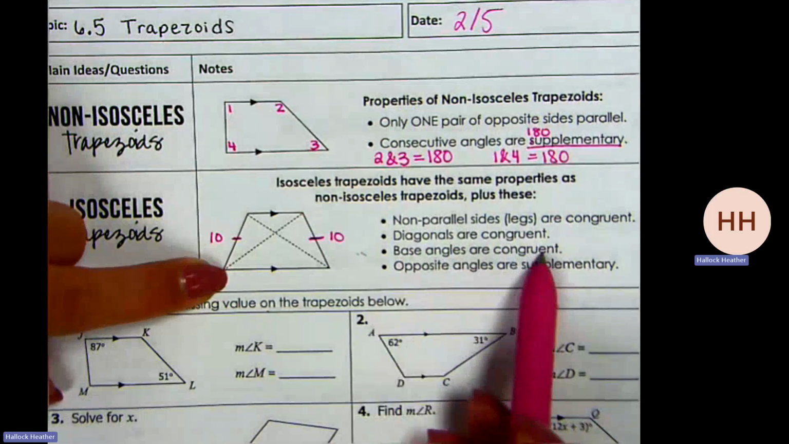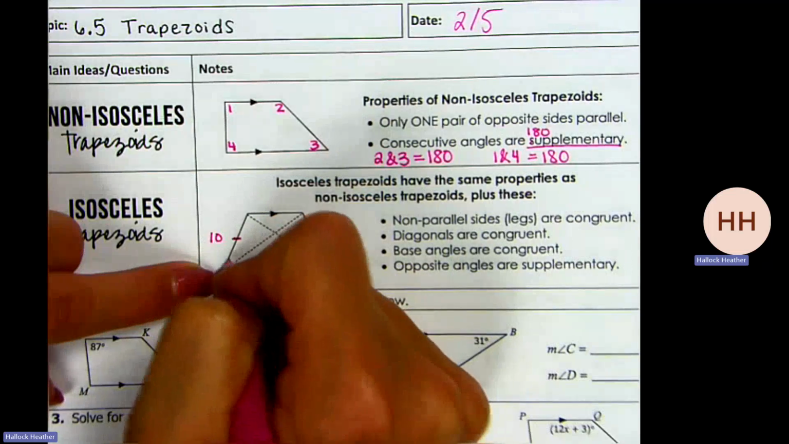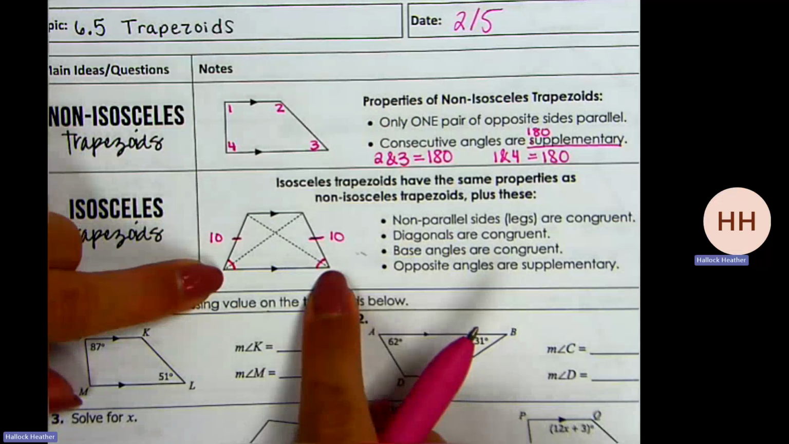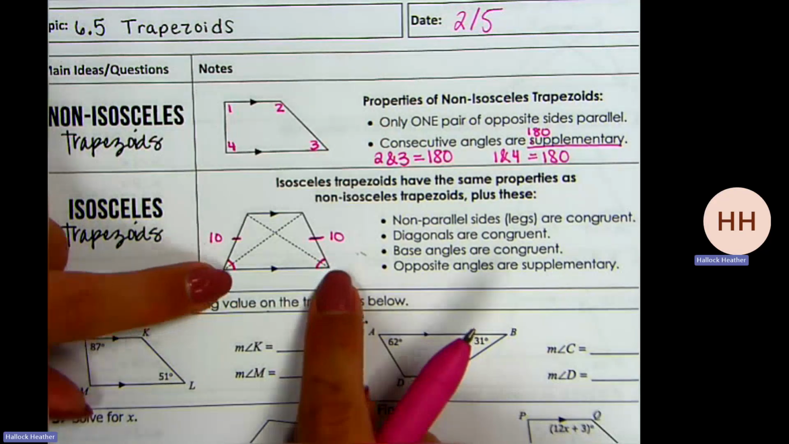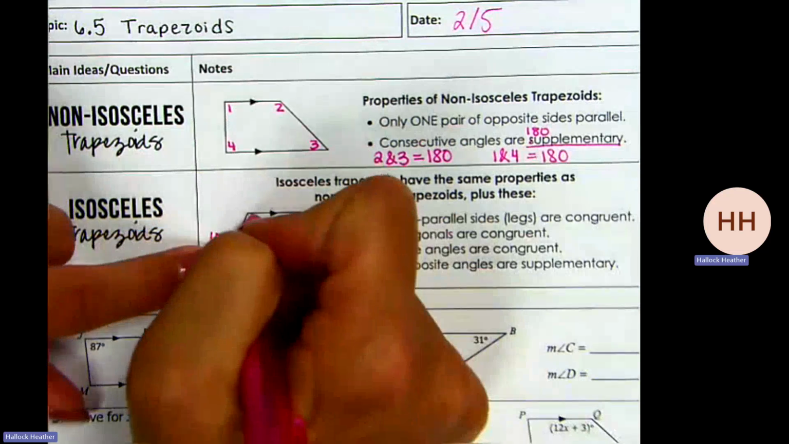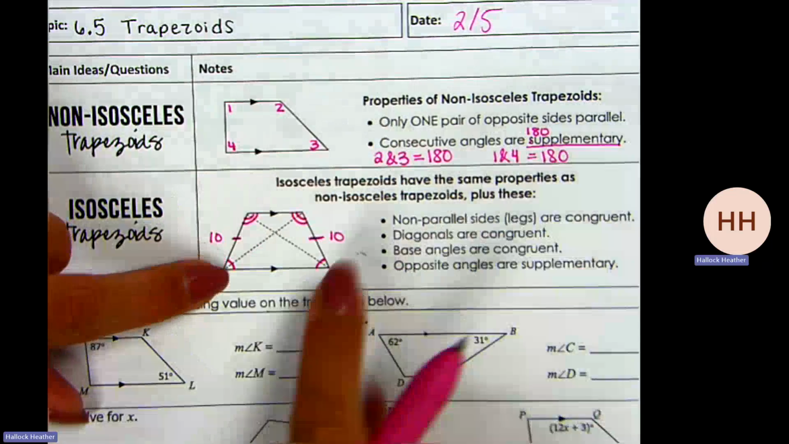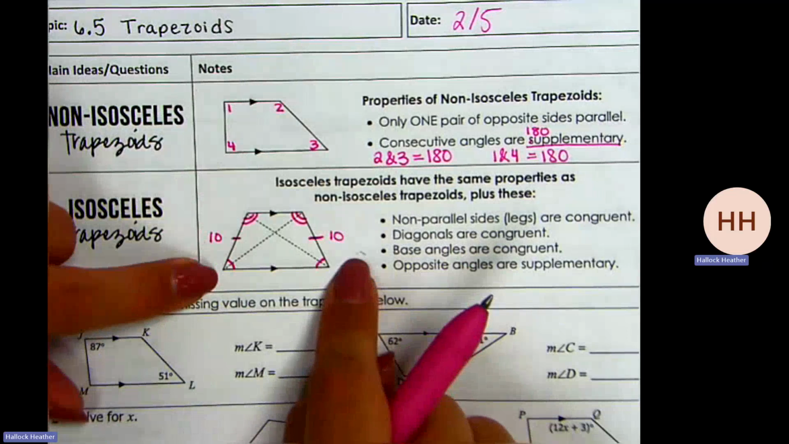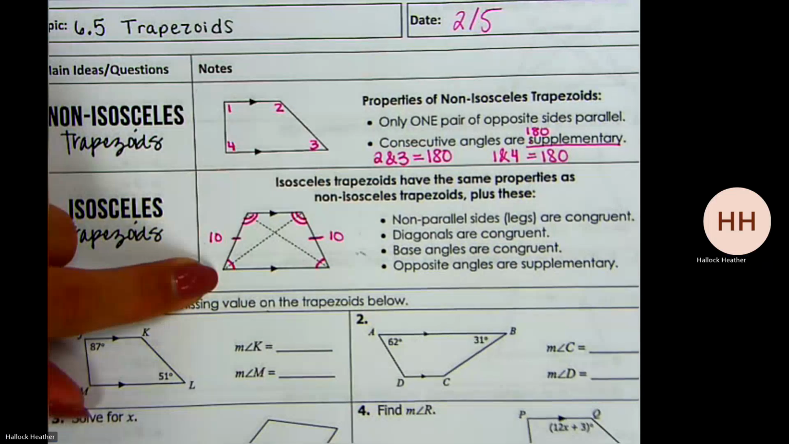The base angles are congruent. So I'm going to put a little arc mark down here. The base angles are congruent because just like an isosceles triangle, the base angles are congruent. When the base angles are congruent, the top angles are also going to be congruent to each other. So I'm going to put 2 arcs at the top and 1 arc at the bottom because they're not all congruent to each other, but the top match each other, the bottom match each other. And then opposite angles are supplementary.